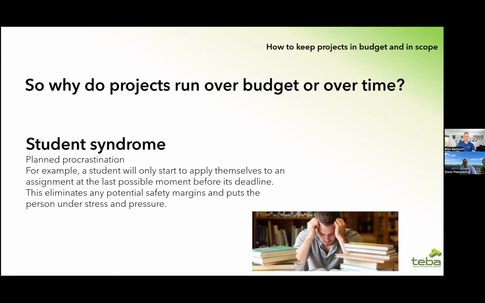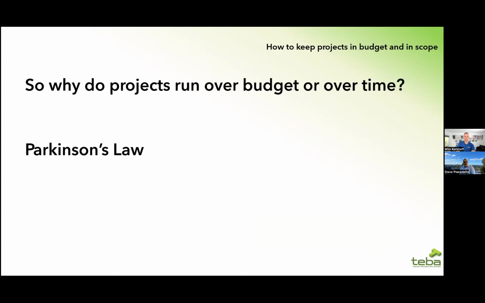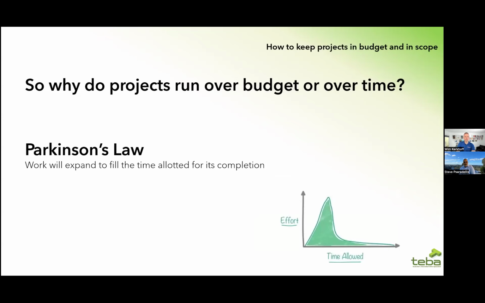The next reason why projects run over budget and over time is a thing called Parkinson's law. Parkinson's law says that work will expand to fill the time allotted for its completion. In other words, if I said to you, write that assignment, you get the next 3 days, or do this project, you get the next 3 days. How long is it going to take if I give you 3 days? And the answer is at least 3 days. It's not going to finish early, and I'll tell you why in a minute.